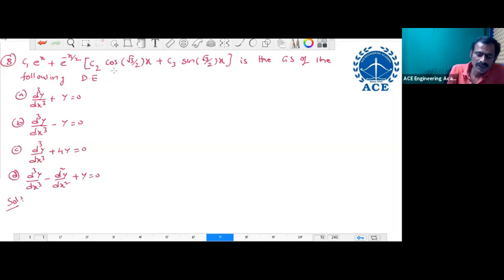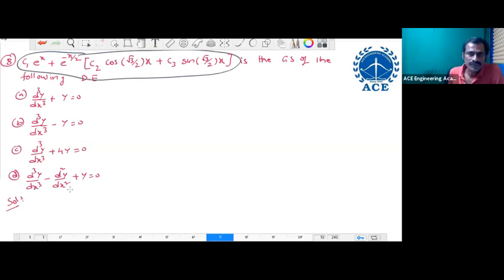That is, we have to check whether the given solution is a solution of any one of the option differential equations. Is it a solution of the first option or second option, third option, fourth option, like this? If possible, we can choose the answer by verification only, just by observation. Now observe the given general solution. It is a general solution because the solution is given with arbitrary constants, C1, C2, C3, 3 arbitrary constants.